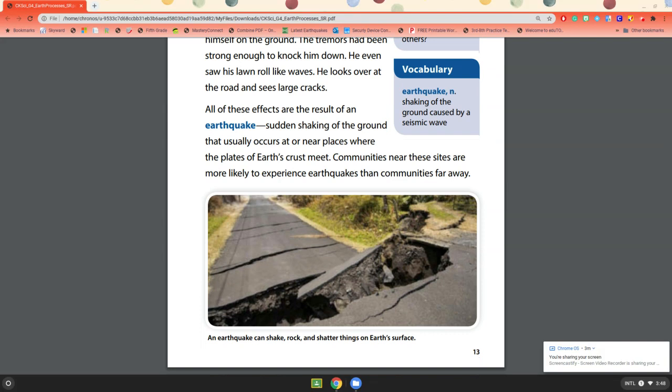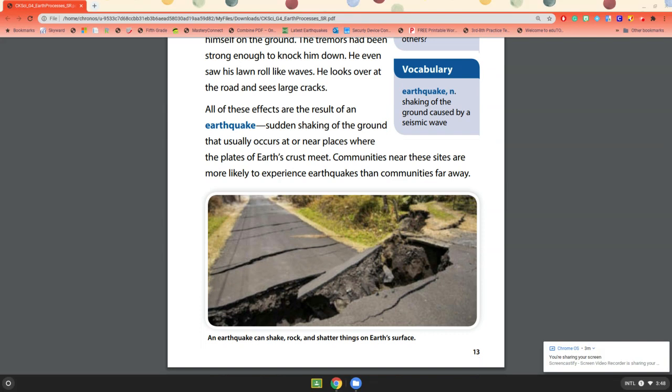Sudden shaking of the ground that usually occurs at or near a place where the plates of the earth's crust meet. Communities near these sites are more likely to experience earthquakes than communities far away. So, an earthquake, by definition, is shaking of the ground caused by seismic waves.